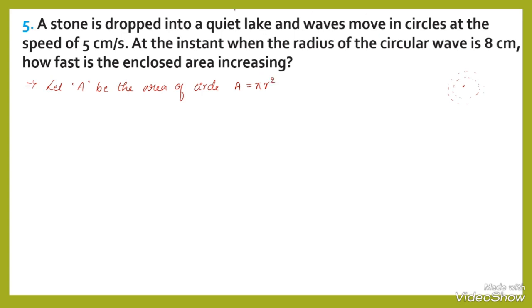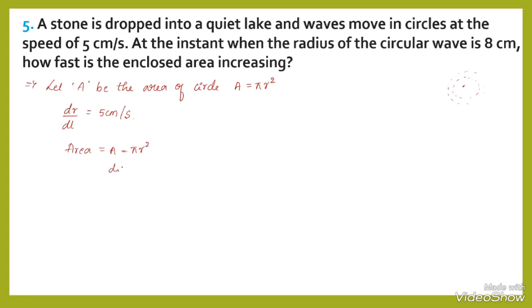Then a stone is dropped into the quiet lake and waves move in circles at the speed. So the radius will change here. So I can take dr by dt. The radius will be r, and the radius changes at 5 centimeter per second. And we have to find the rate of change of area. That is, area A equals pi r square.